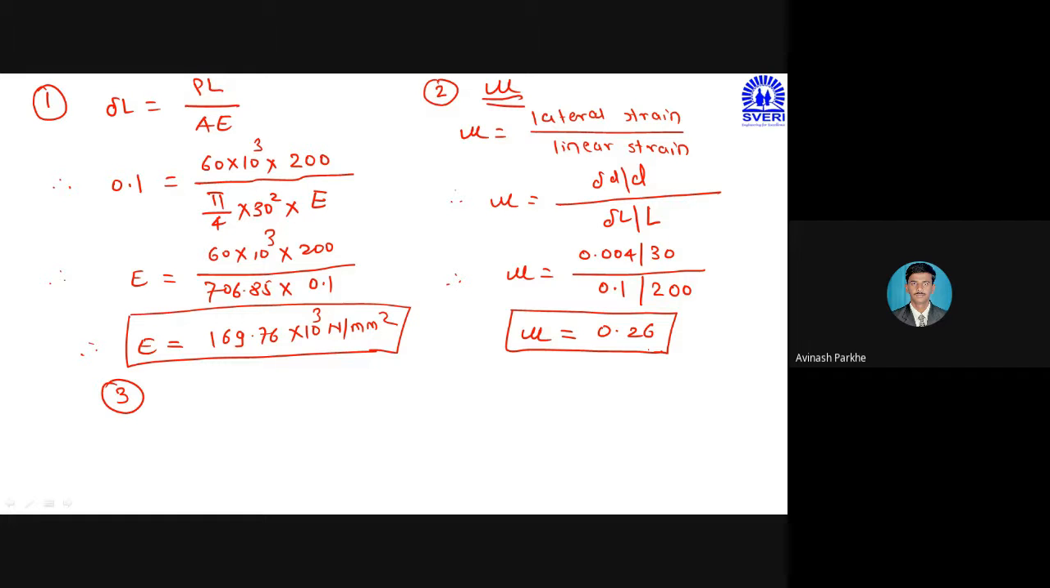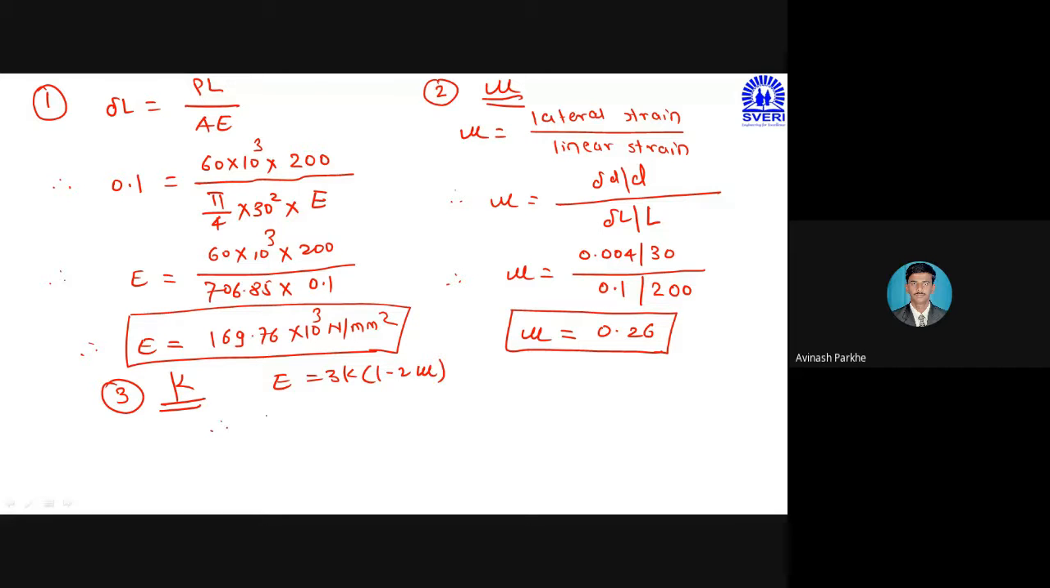Now, the third parameter which we have to calculate is bulk modulus K. How to calculate the bulk modulus K? Which relation we have to use? E we are having, mu we are having, so the relation between E and K: E is equal to 3K in bracket 1 minus 2 mu.